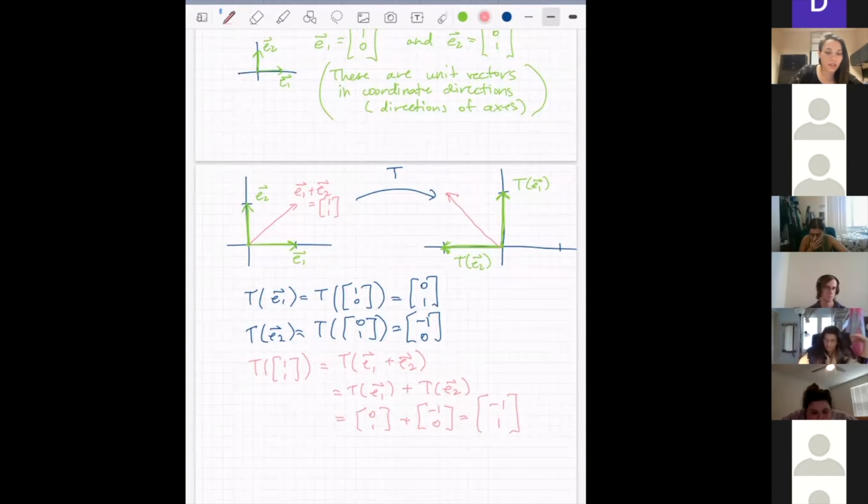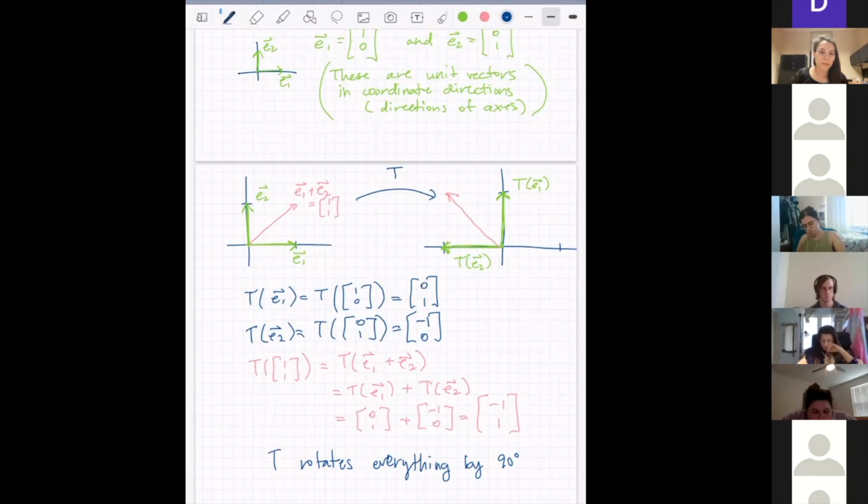Let's see. So if we wanted to describe this linear transformation in words, we would say that T rotates everything by 90 degrees, just rotates everything. Okay.